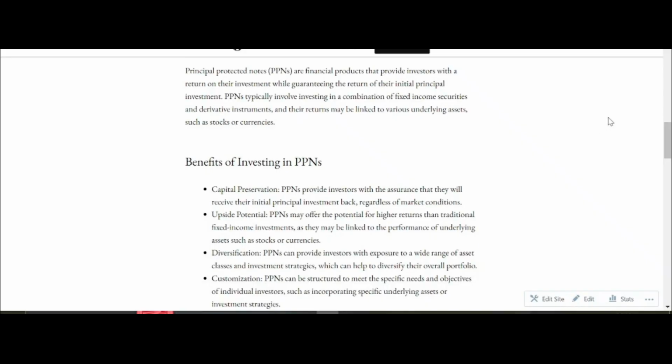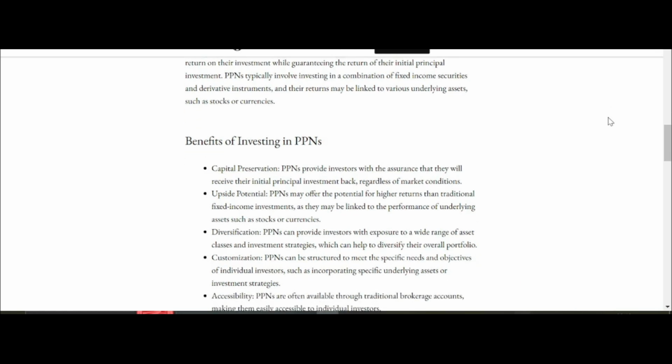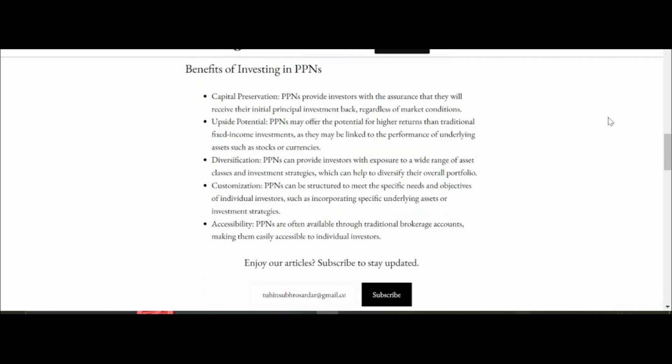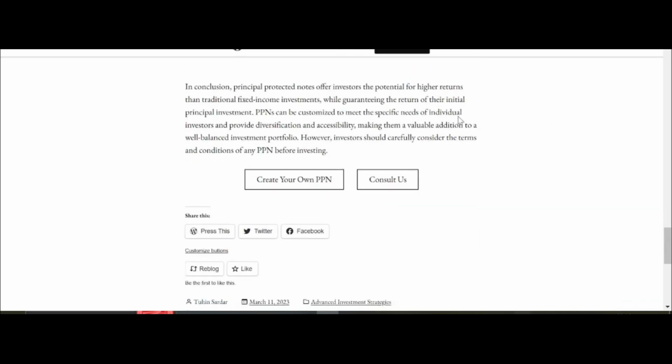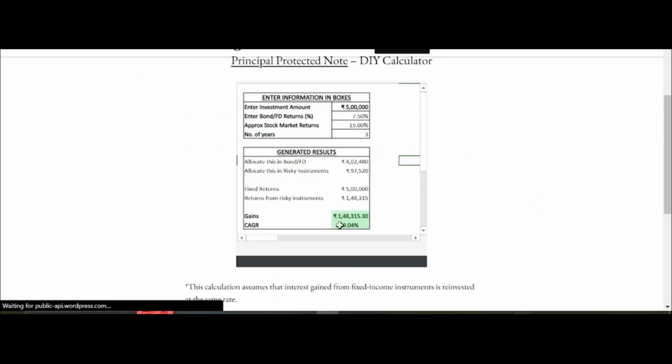And apart from this, you can also study more about principal protected notes in our website, which I'll be showing to you right now. So the link to our website will be provided to you in description, and this is our website. And if you go over here, then you can create your own principal protected note by using the calculator that we have made for you, and you can download it from around here. Let it load.